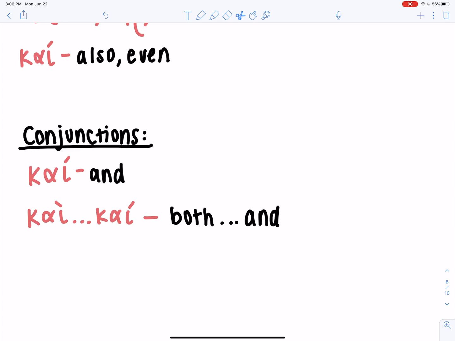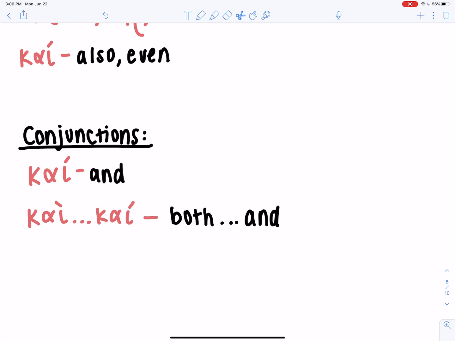So this, I think, is really easy to understand once you think about the word et in Latin. So we know et means and. And some of you may know that et can also be an adverb, and when it's an adverb, it means also or even, just like Kai.